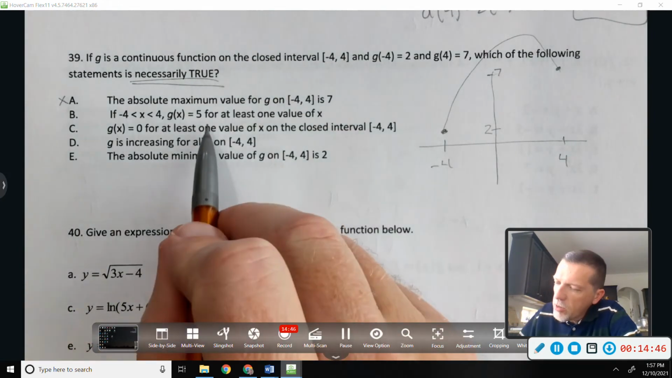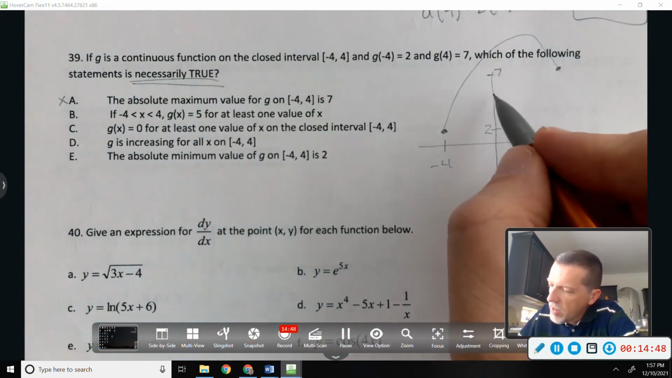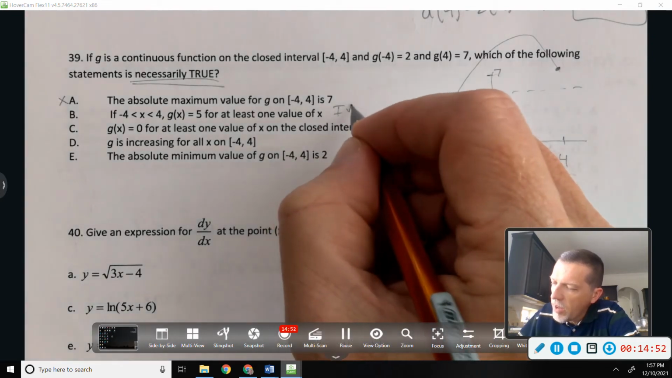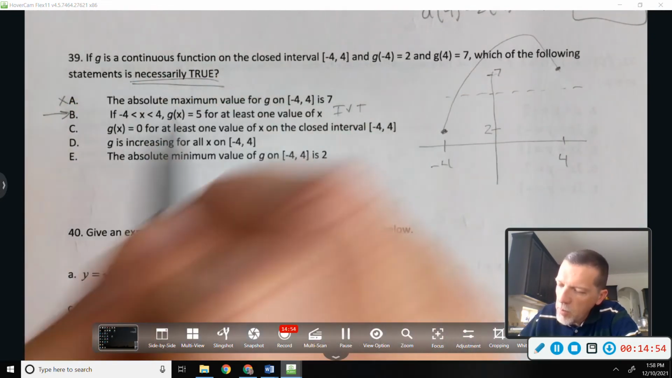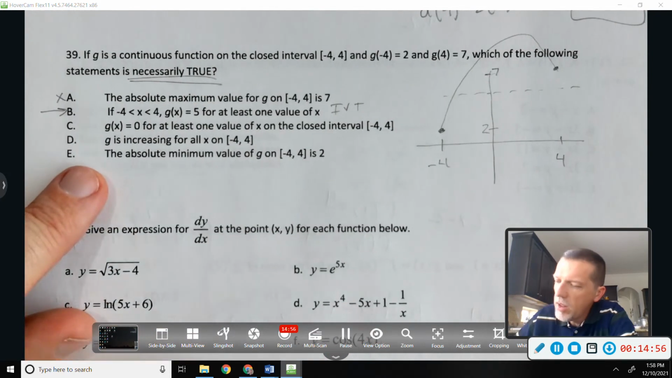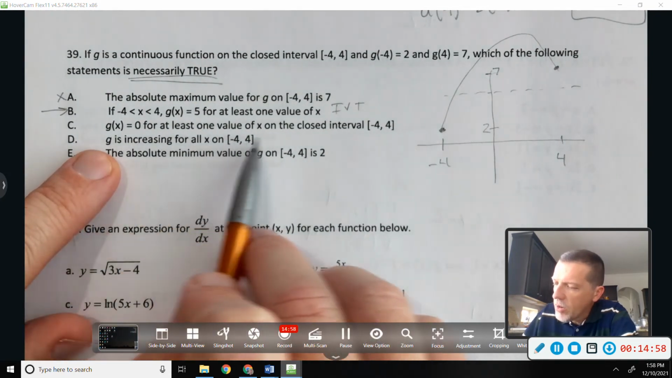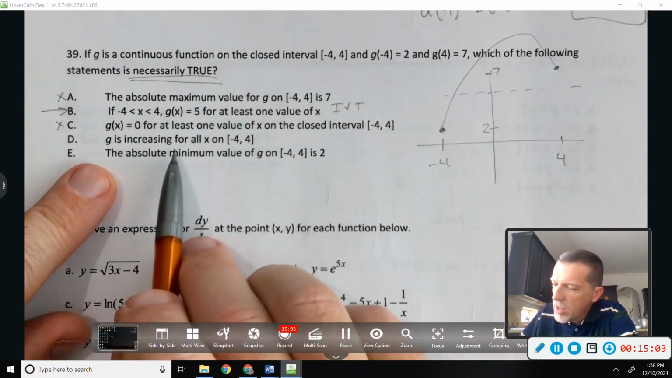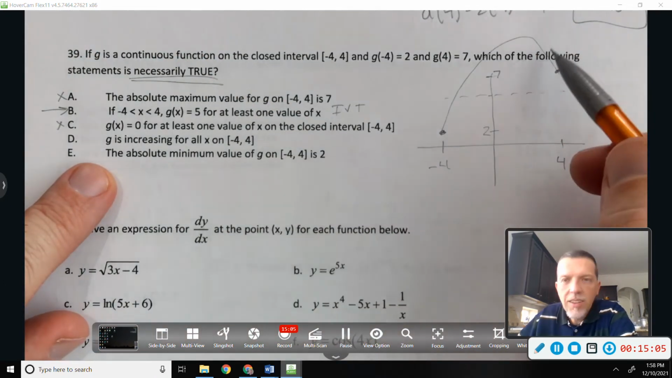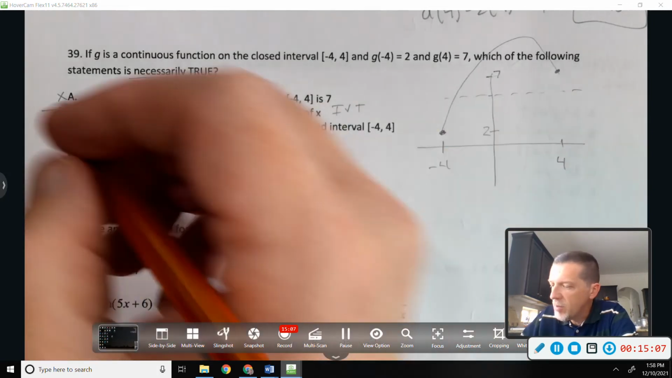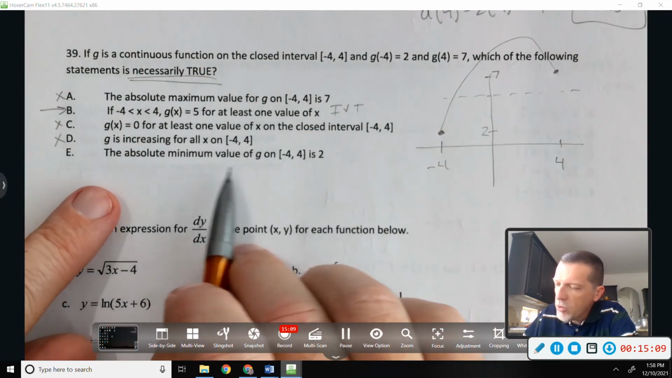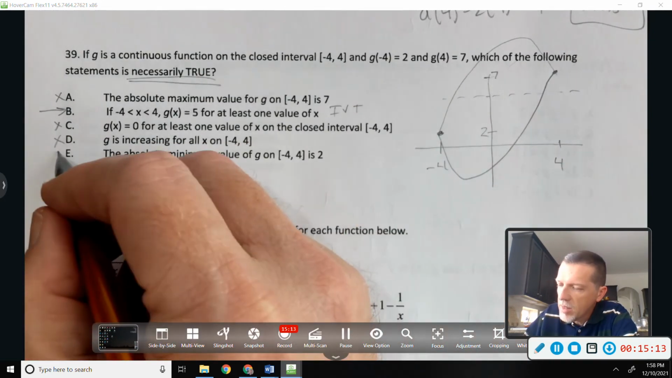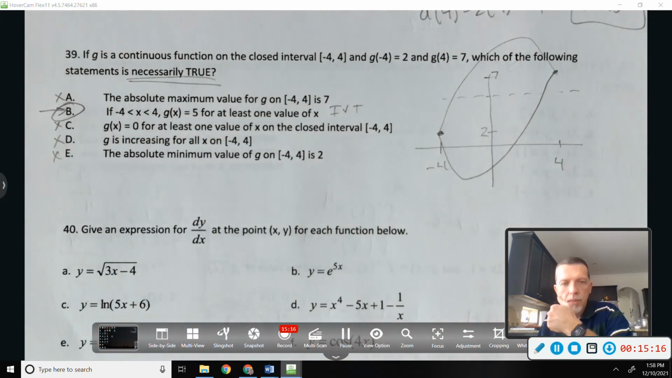G of x equals 5 for one value of x. Yeah, it's got to pass through there somewhere. That's the intermediate value theorem. So I'm pretty keen on D right now. G of x equals 0. Maybe, maybe not. So no. G is increasing for all x? I mean, maybe, but maybe not. Absolute minimum is 2. Again, maybe, but maybe not. So back to B.